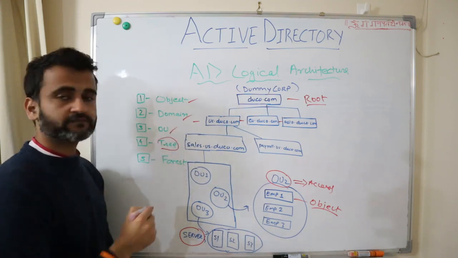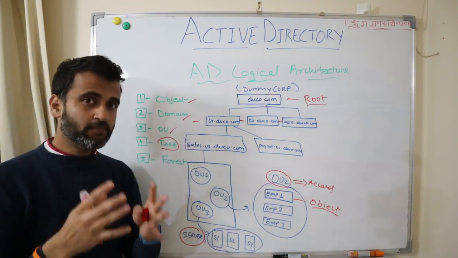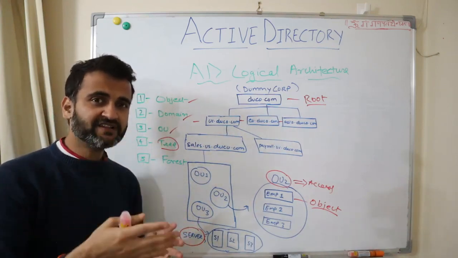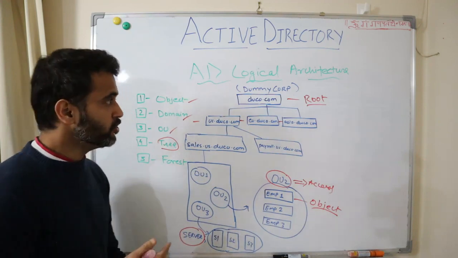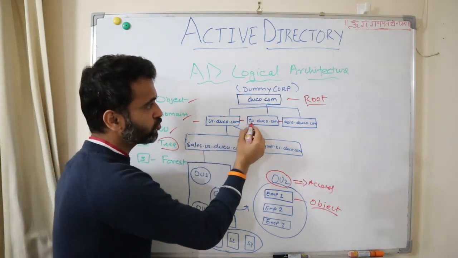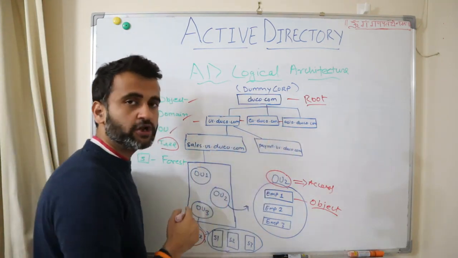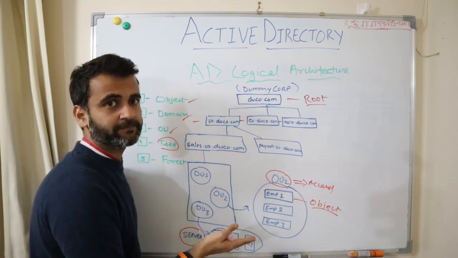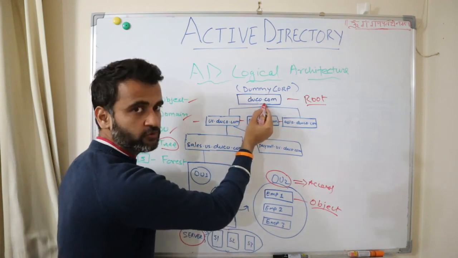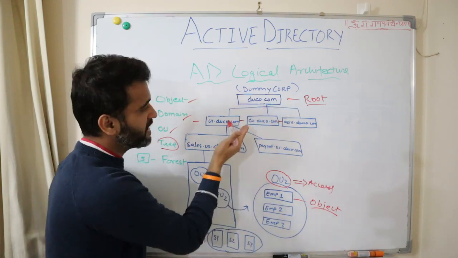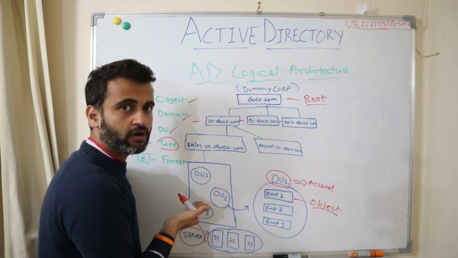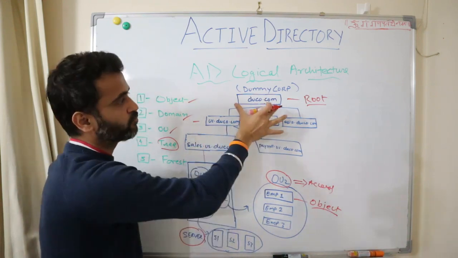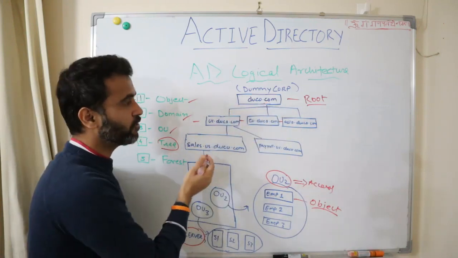What is a tree? So now tree is a combination of those objects and those domains which share the same namespace. Okay, so us.duco.com, eu.duco.com, and asia.duco.com, all these are part of a single tree because it is going to the same root. So this is your root of your tree, and these are your parts. Maybe you can say the branches of your root. Okay, so that's why it is called a tree.